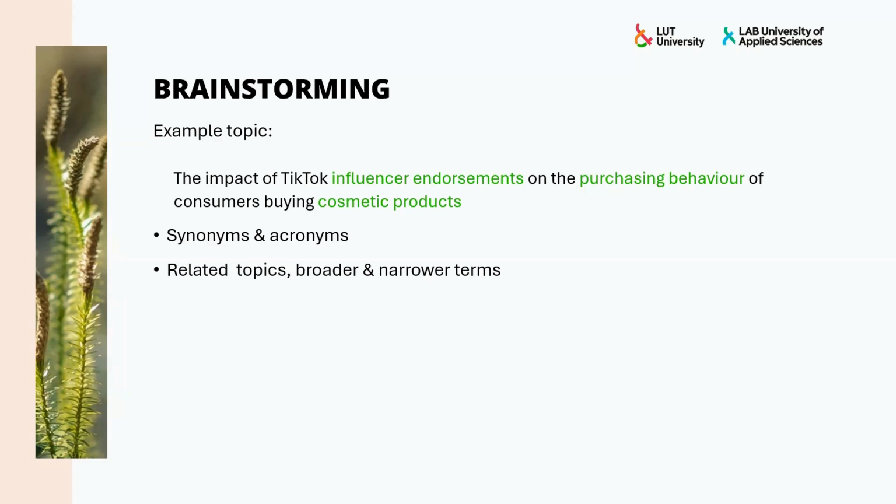You can also add acronyms to your search term list, but remember that the same acronym might have different meanings in different contexts. For example, MVP might mean minimum viable product or most valuable player, depending on who you're talking to. It is also useful to think of related topics, broader and narrower terms, and add them to your search terms as well. For example, TikTok influencer might be too specific, so you might want to use the broader term social media influencer instead.